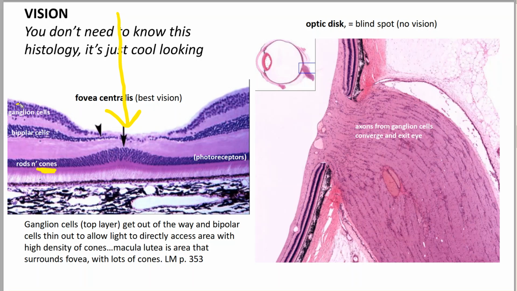And so the ganglion cells get out of the way. Most of the bipolar cells get out of the way. So we don't have to go through those two layers of cells to get to the rods and cones photoreceptors at the back of the eye. That's what this pit structure is. That's what a fovea centralis is. And again, you don't have to know this histology. I just think it's cool looking.